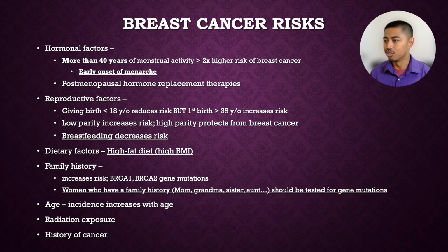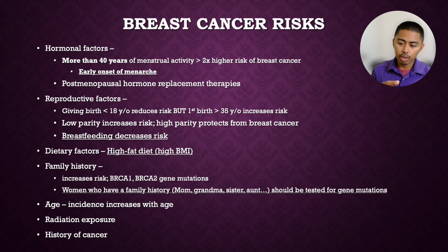to more proliferative events. And so what about hormone replacement therapy? So same thing, you are increasing estrogen stimulation, which increases your risk of developing breast cancer. Now, with the reproductive risk mechanisms, if you're giving birth less than 18 years old, it helps reduce your risk, but when your first birth is after the age of 35, it increases your risk because breast cells remain undifferentiated longer. Now, what do I mean by that?